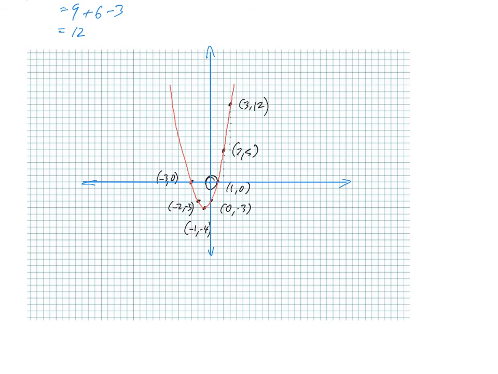So that is an example of how you draw a quadratic using a table of values. If you can't do it by any other method but this, you can still get your marks by using a table of values to draw the graph.